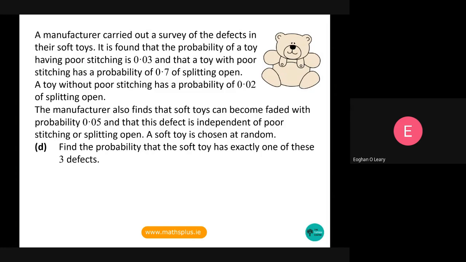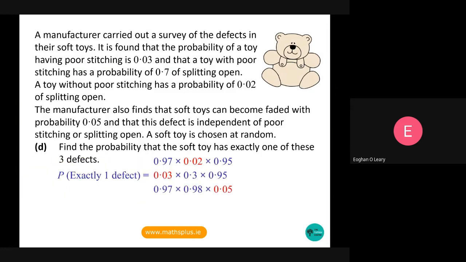Okay, so find the probability that a soft toy has exactly one of the 3 defects. So now again, back to the sentence I often use for probability. First, you got to work out the logic, then you got to work out the maths. So exactly one defect. So let's take the cases case by case. So case 1, case 2, case 3. In case 1, you have good stitching. Okay, here's your defect. It does split open, but it does not fade.